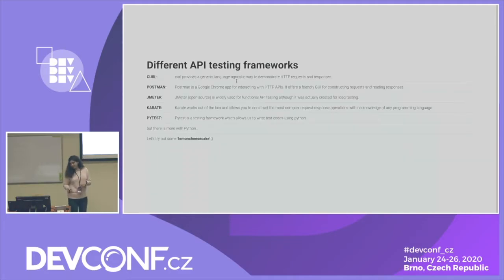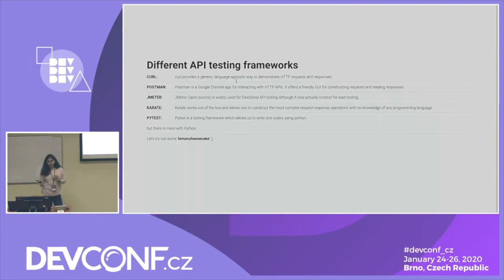Now, different types of API testing frameworks that we have. Now, the best thing about API testing is that you can do it with any programming language. Curl provides a generic and a language-agnostic way to demonstrate the HTTP requests and responses. Postman is a Google Chrome app. Postman is something that you all must have heard of or used at some point in time, right?